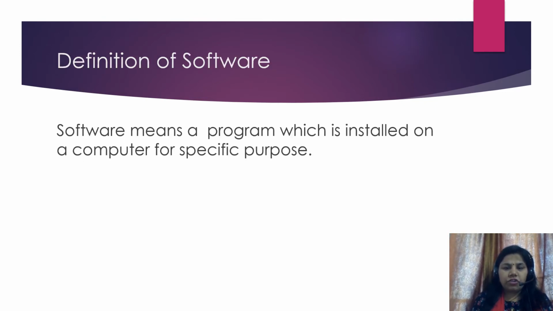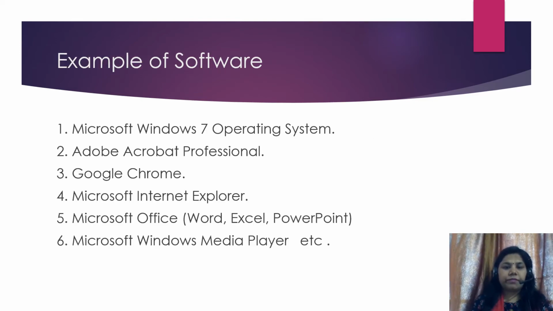The standard definition of software is: it is a program which is installed on a computer for a specific purpose. Like MS Paint is a software which is only for making drawings or paintings, or for example Windows Media Player is a software which is only for listening to songs. In the same way, software is a program which is installed in our computer for some specific purpose.